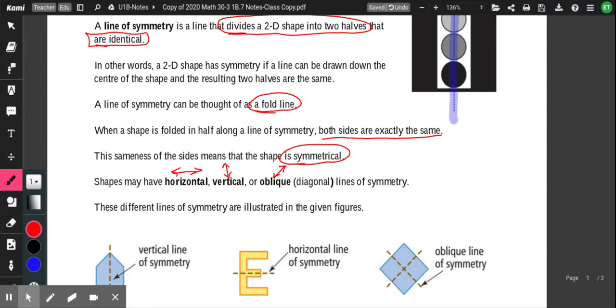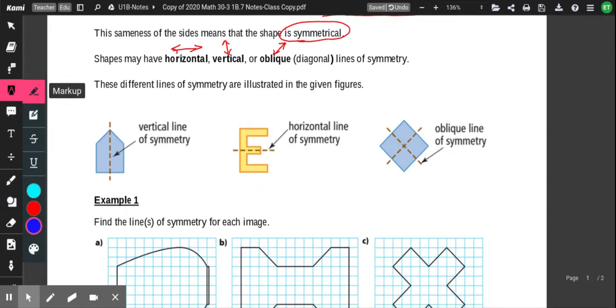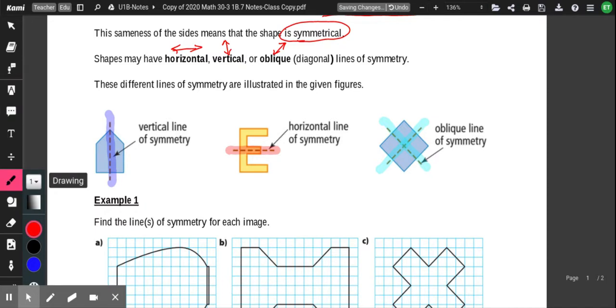If we look below at the page, we're showing the different types of symmetry. The first one is showing you a vertical line going through. The second one is showing you a horizontal line. And the third one is showing us the diagonal lines in a diamond or a square. You can draw diagonal lines of symmetry.